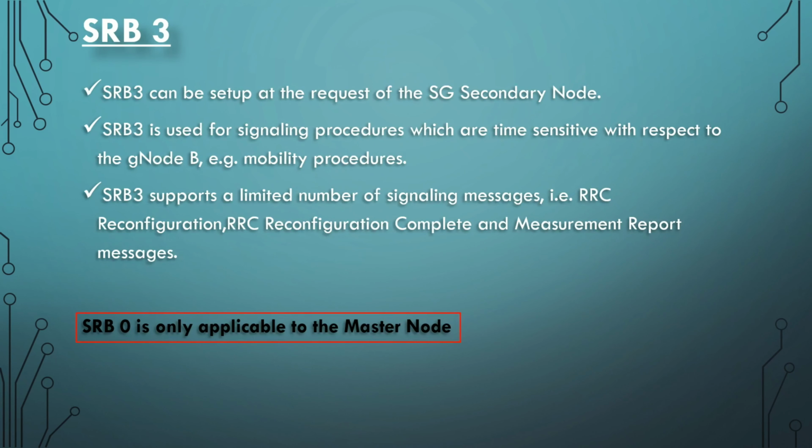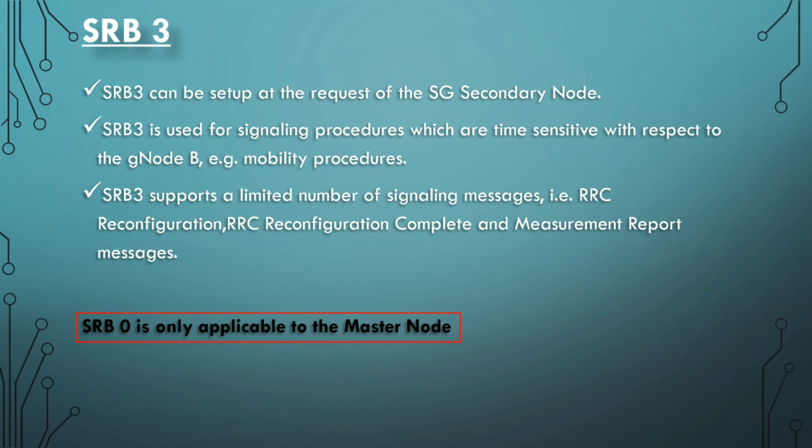SRB3 can be set up at the request of a secondary node, and SRB3 is used for signaling procedures which are very time sensitive with respect to the gNodeB. The example already given is for the mobility procedure.